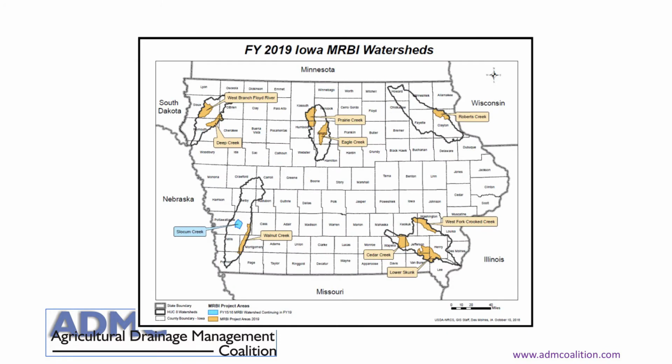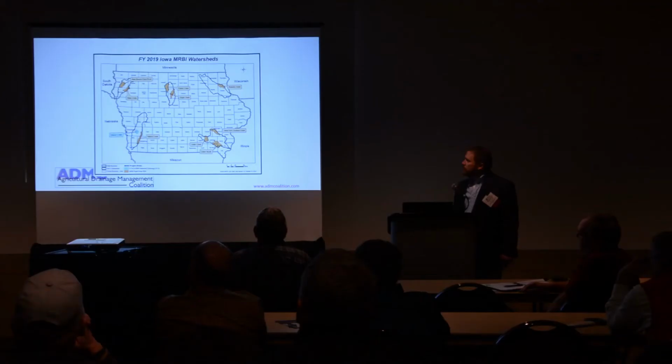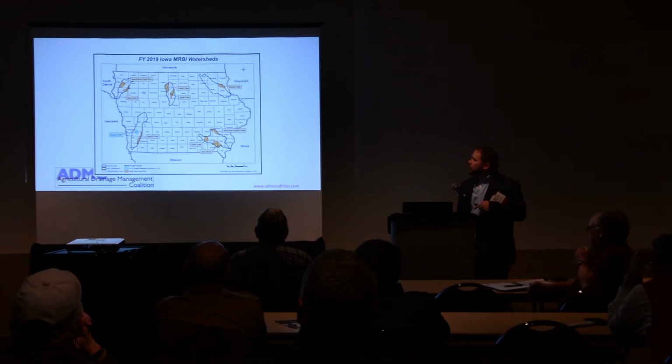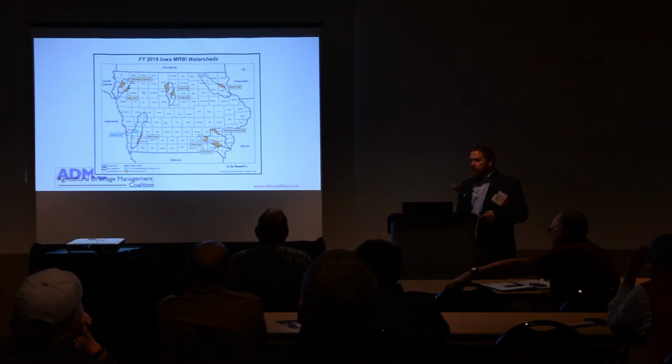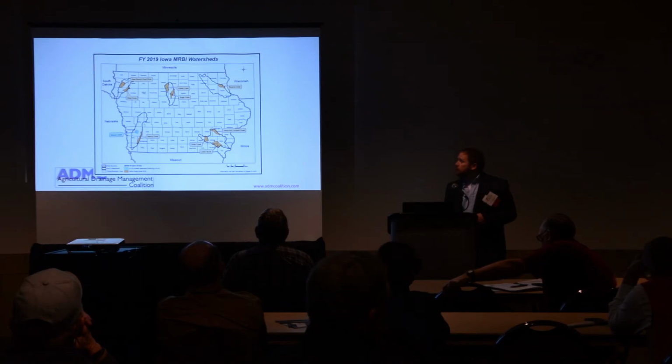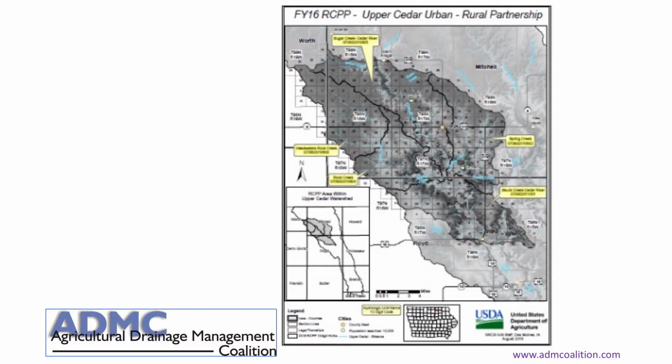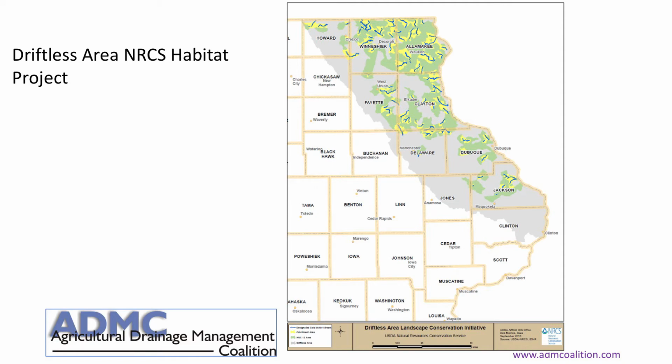MRBI is a program that started probably in the early 2010s, and they're re-upping the MRBI program. Actually, MRBI really got bioreactors on the ground in the first place. I think we were able to install about 6 to 7 bioreactors in this area through MRBI. That's additional NRCS project funding. Another RCPP project through Charles City has specialized funding. And in the Driftless area, you can also get specialized funding for these edge of field practices.